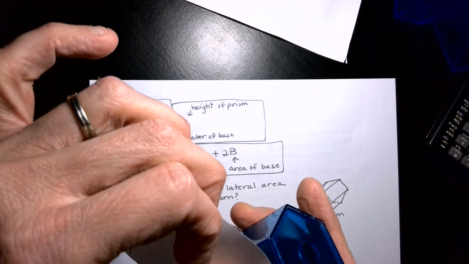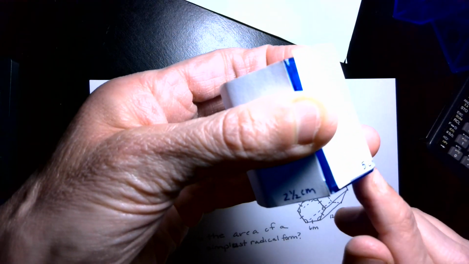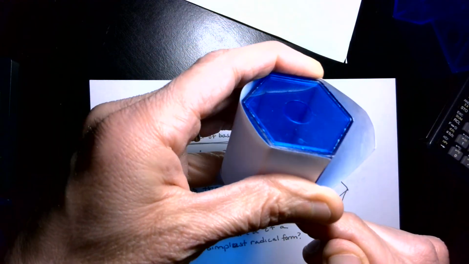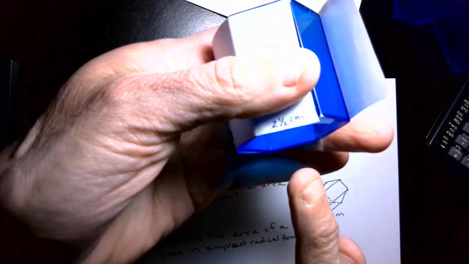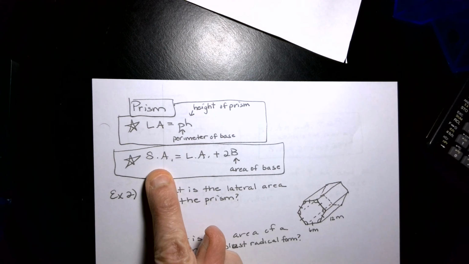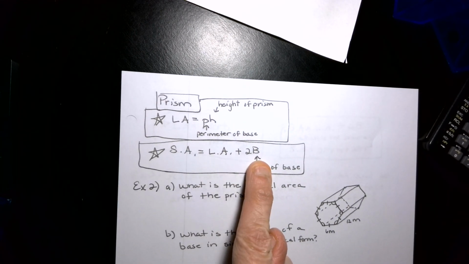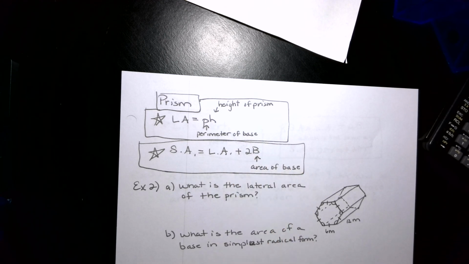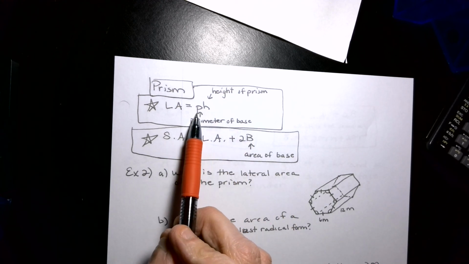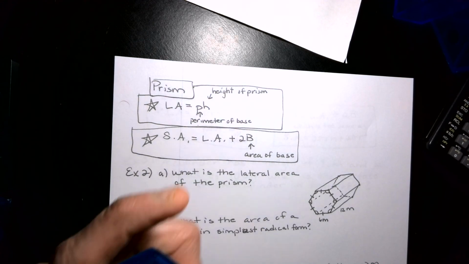And then, of course, once you get this figured out by doing the perimeter times the height and getting a lateral area, the only thing missing are the two bases. And that's why when you see surface area, it's the lateral area plus the two bases. Okay, and now notice a couple things here. Capital B is for area of the base. And little p is for perimeter of the base. And of course, h is your height of the prism. Okay, so that's another thing that some people get mixed up.